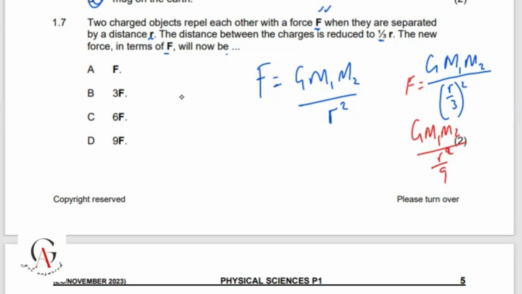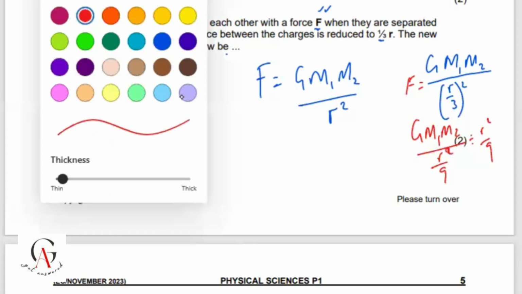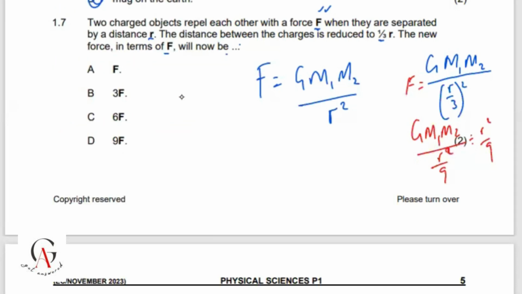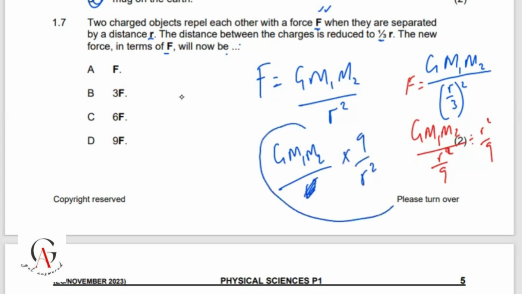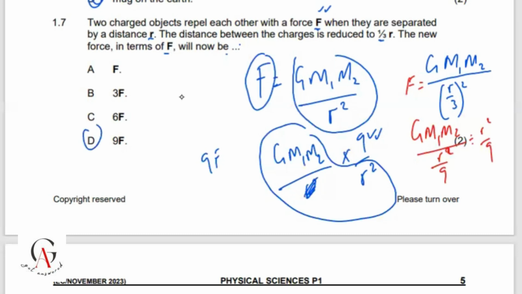From our laws of fractions, we cannot divide fractions, so we normally change the sign. So this is the same as r squared over 9. So if we switch the sign to multiplication, we're just gonna have G m1 m2 times 9 over r squared. Now this is the whole of that, G m1 m2 over r squared, but we have something extra, which is the 9. So if this whole thing is F, then this is going to give us 9F, which is option D.